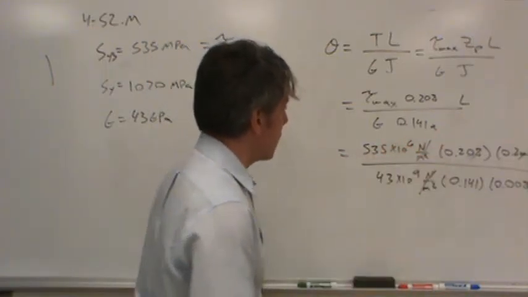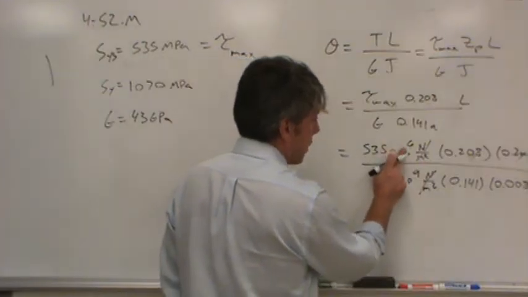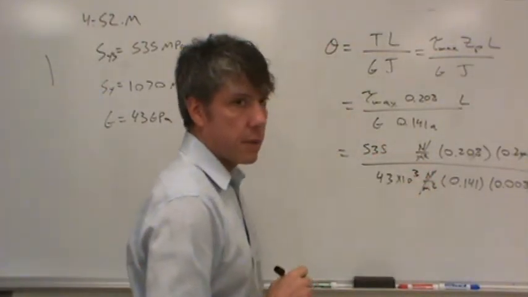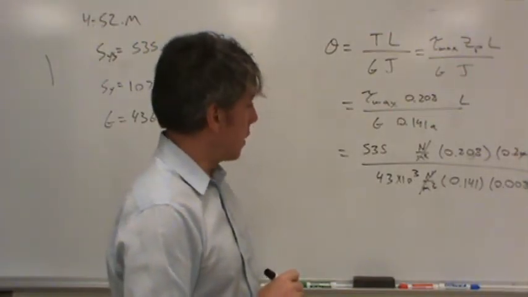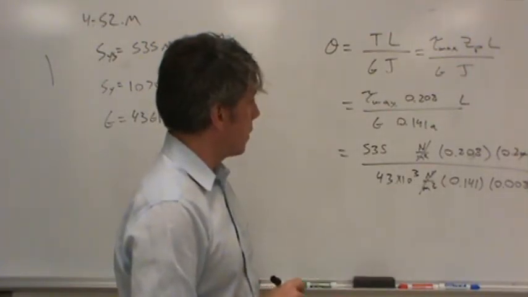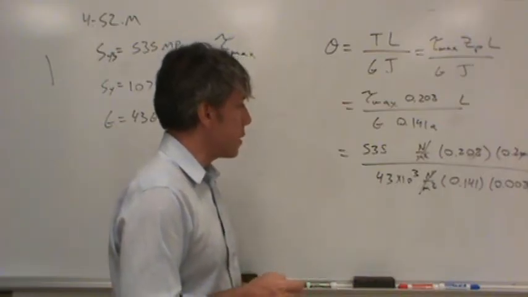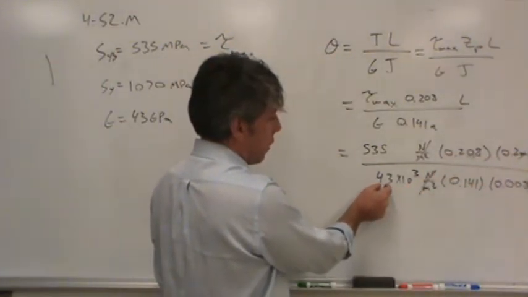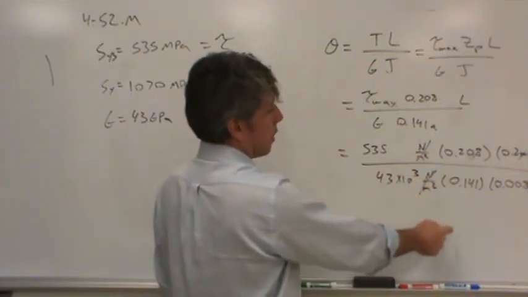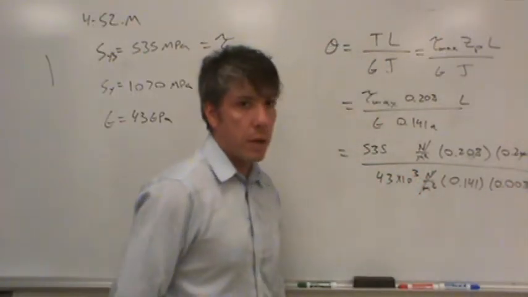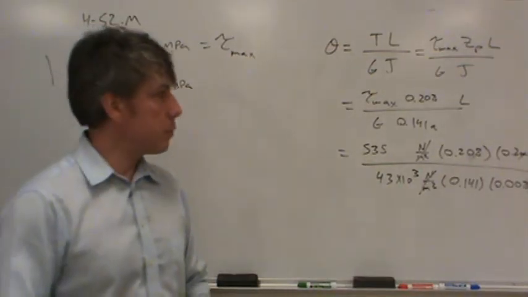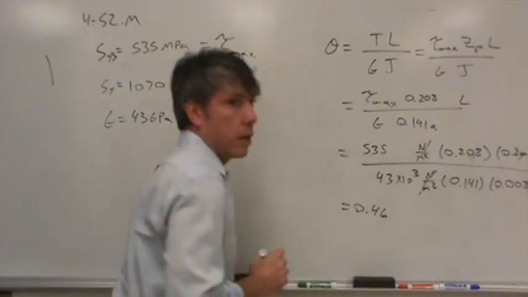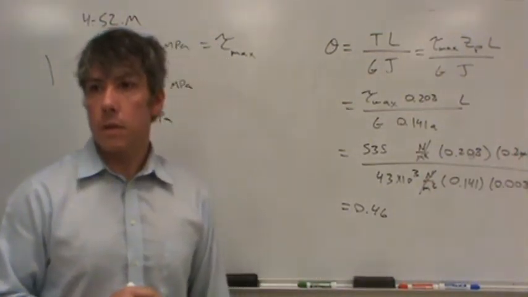So plug all these numbers in your calculator. I'll make it easier on you. The 10 to the 6th can cancel with all but 3 of the 10s on the bottom. So that's 10 to the 3rd now. So now you can type it in your calculator. It should be a little easier. So 535 times 0.208 times 0.2 divided by 43,000 divided by 0.141 divided by 0.008 is how much? 0.46. Anyone second that? 0.46 radians?